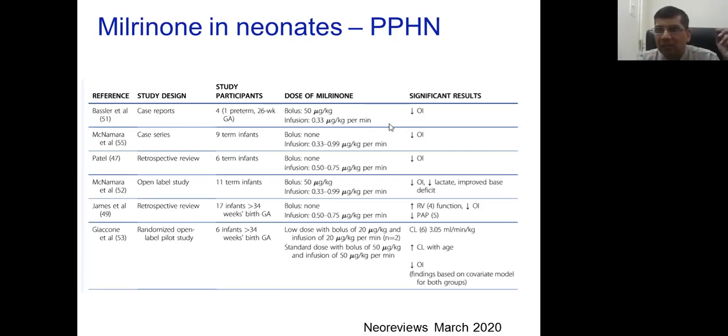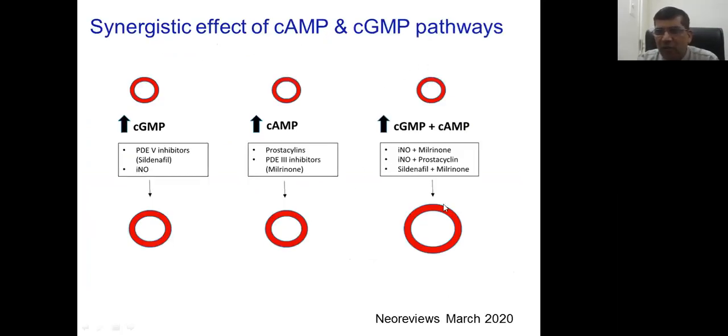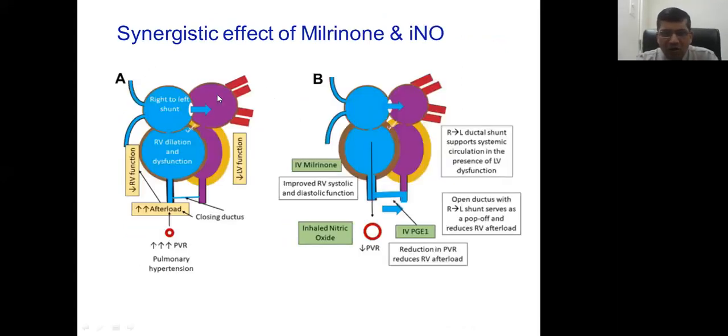So milrinone in pulmonary hypertension, that was the Cochrane. At that time we had fewer studies, but a lot of units are using milrinone, especially in term babies. But we need more data about preterm also. People are now thinking about use of the combination of milrinone and nitric oxide. That means synergistic effect of cyclic GMP and cyclic AMP. So when you think about nitric oxide plus milrinone or sildenafil plus milrinone, we don't have Indian data on sildenafil plus milrinone. So suppose some students are listening, think about this as a thesis topic. That could be better.